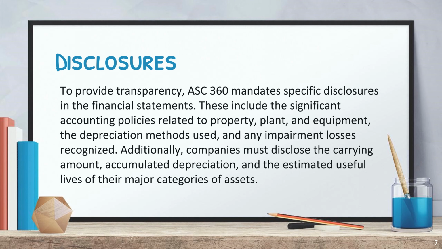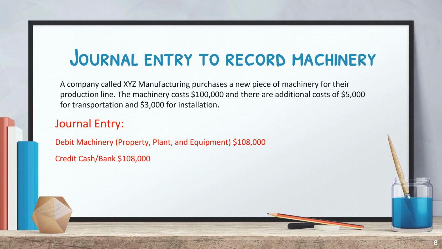To provide transparency, ASC 360 mandates specific disclosures in the financial statements. These include the significant accounting policies related to property, plant, and equipment, the depreciation methods used, and any impairment losses recognized. Additionally, companies must disclose the carrying amount, accumulated depreciation, and the estimated useful lives of their major categories of assets. Now let's take a look at an example.